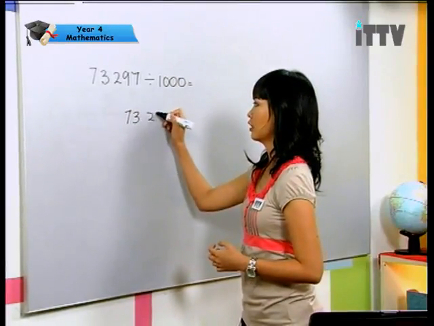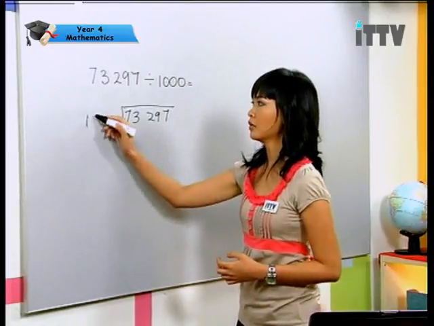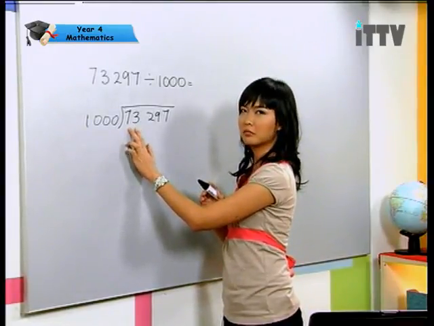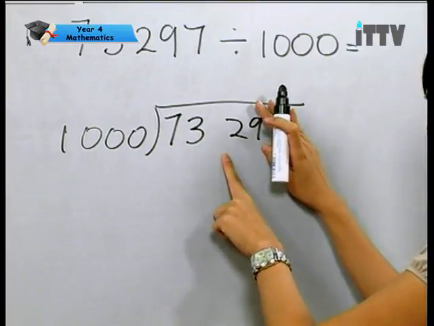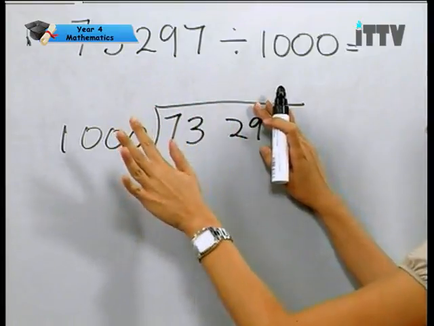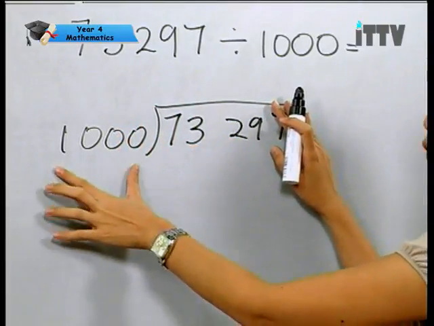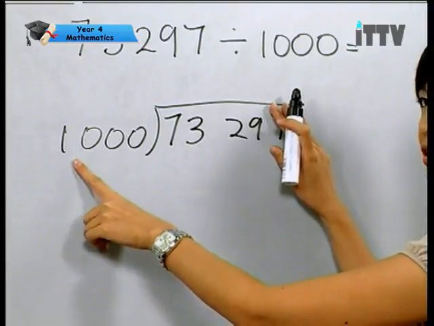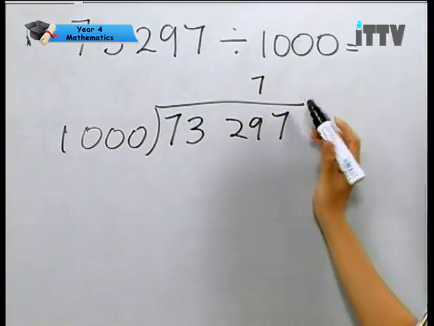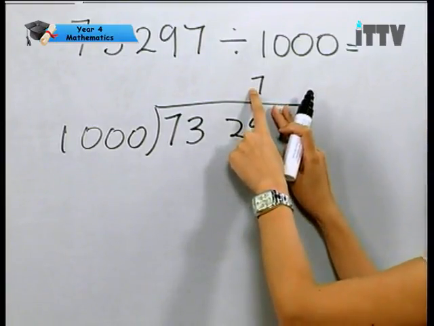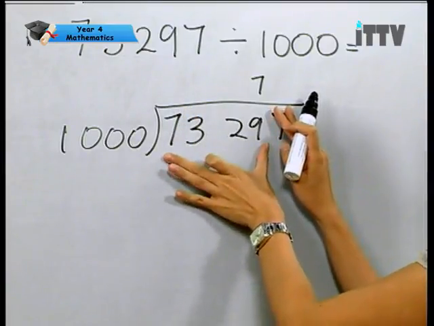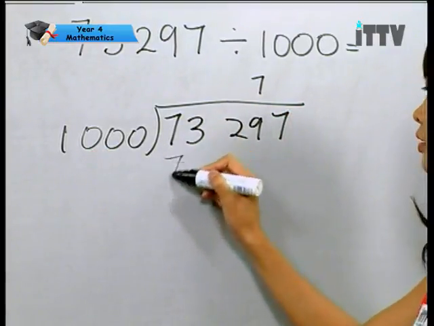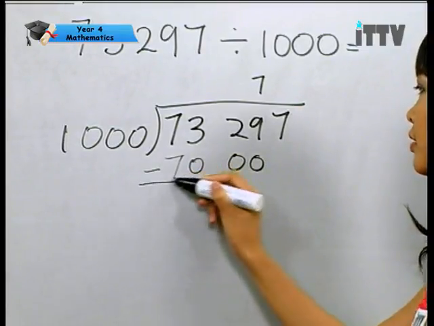Our dividend and our divisor. Now, 7 cannot be divided by 1,000. How about 73? No. How about 732? No, we still can't. So we don't write anything here yet until we find a number that can be divided by 1,000. How about 7,329? Yes, 7 times 1,000 gives me 7,000. So I'll write 7 here. We write 7 out here instead of here because we are dividing using these 4 numbers. 7 multiplied by 1,000 gives me 7,000. Subtract.